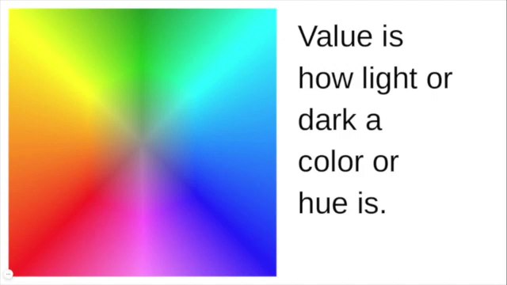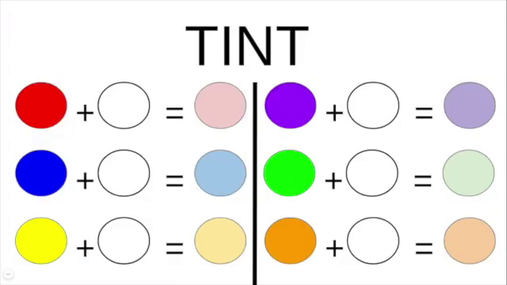Value is how light or dark a color or hue is. We call these tints and shades. A tint is when you add white to a color to make it lighter looking. For example, if we added red and white together, we would get the color pink. If we did purple and white together, we would get the color lavender or lilac.